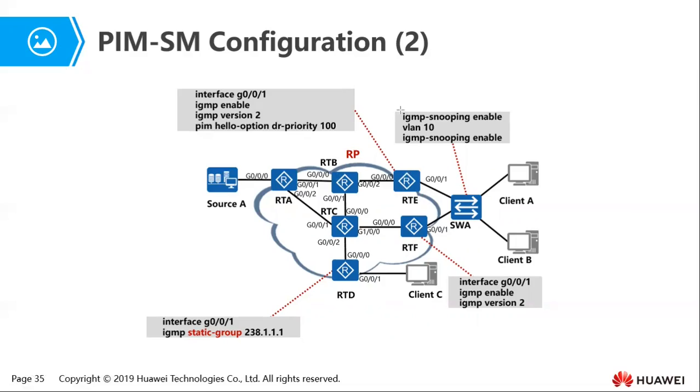On this router RTE, we want to enable IGMP snooping. You can enable IGMP snooping on the global view, on system view, or even on a particular VLAN. For example, you go to VLAN 10 and also enable IGMP snooping so that any frames passing through that VLAN are also captured on the layer 2 multicast table. That will reduce the amount of flooding that the switch does and also improve security.